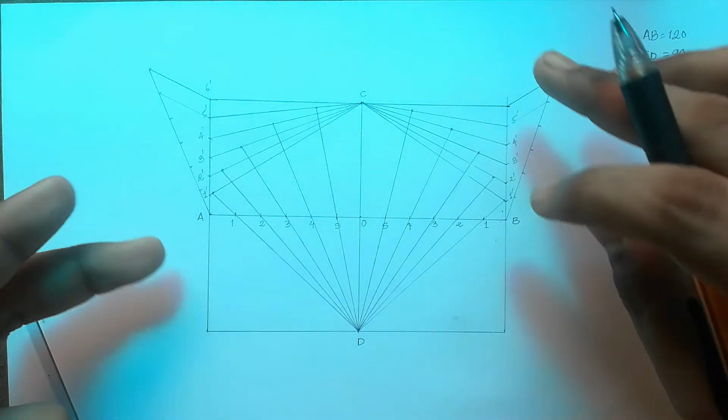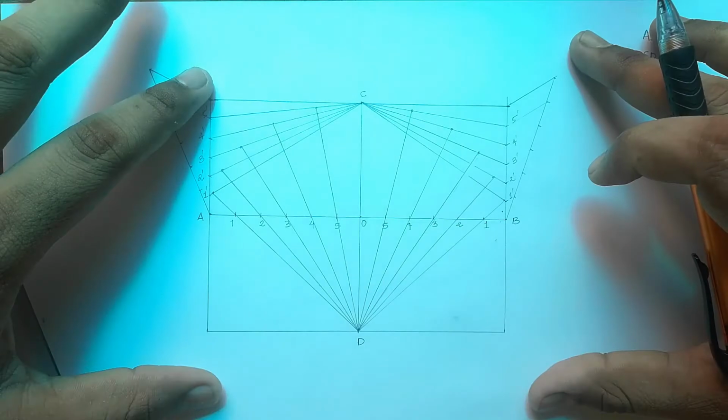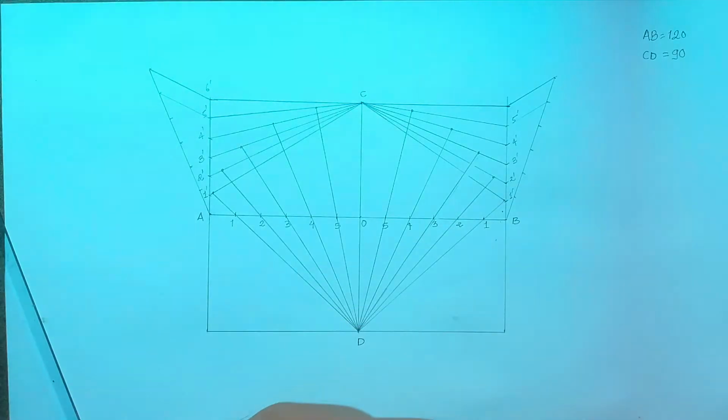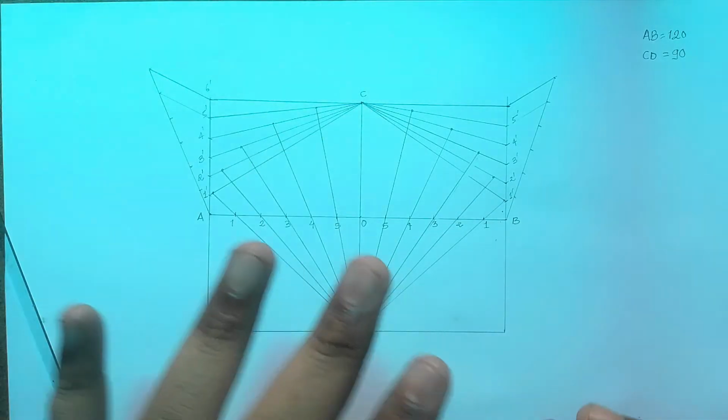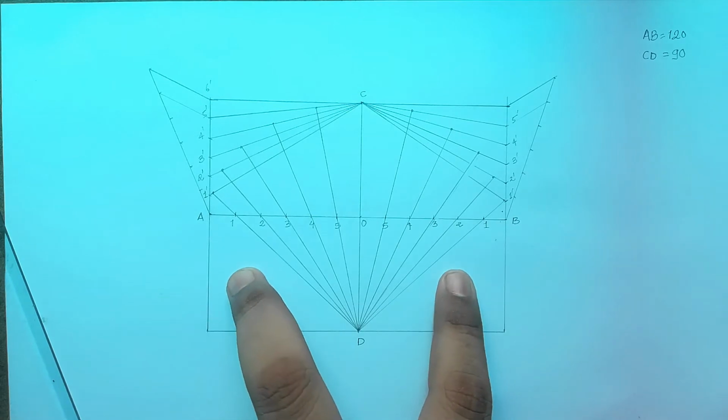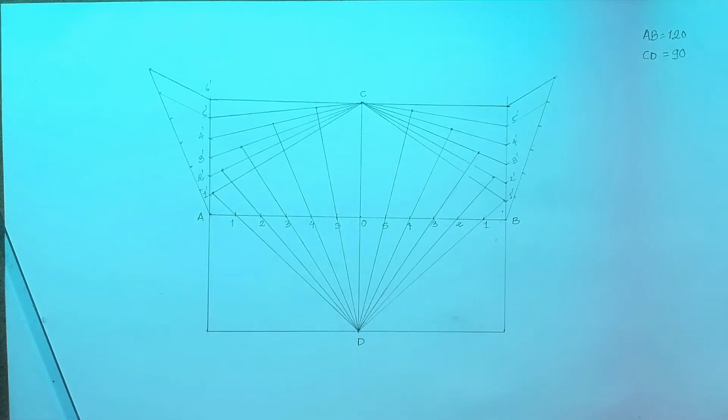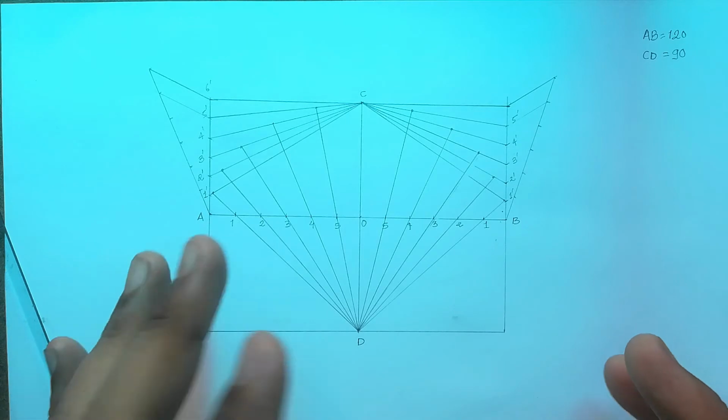For that you can just rotate the complete paper by 180 degrees. So rotate it upside down, and we can continue the same work here also. Now, instead of that we can do one more thing.